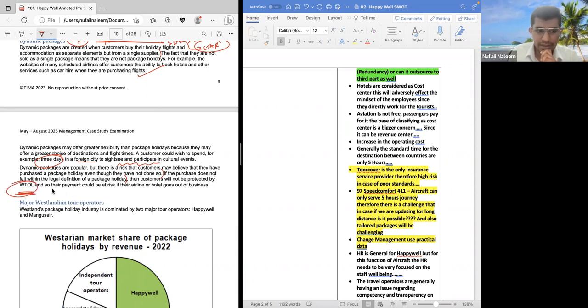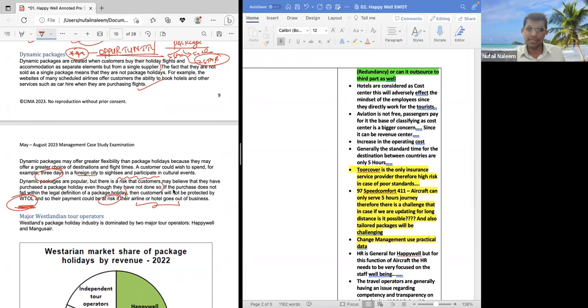W-toll. And so their payment could be at risk if the airline and the hotel go out of business. Now, the biggest challenge for the people is that they are taking a risk.